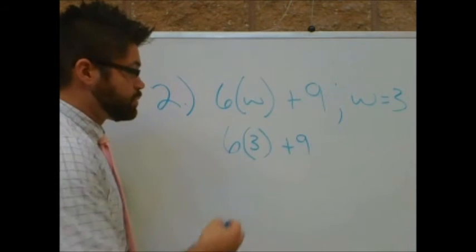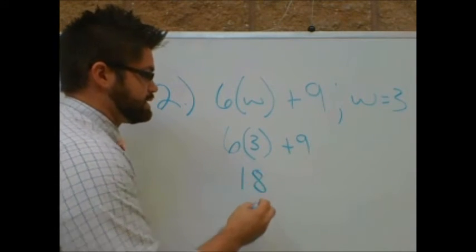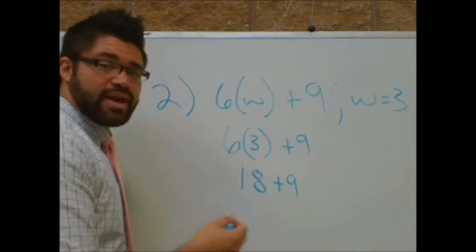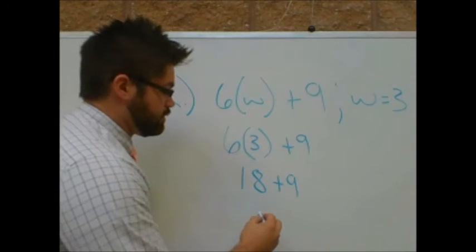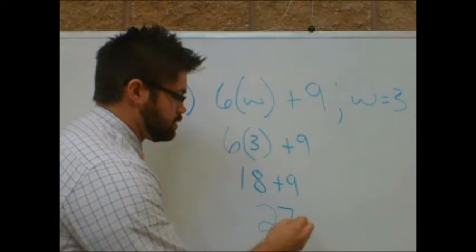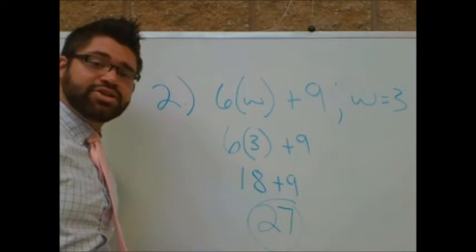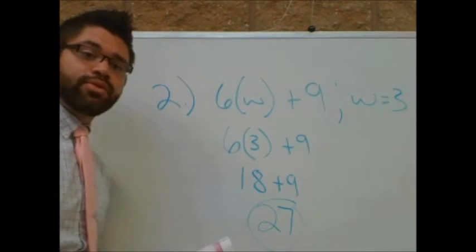So now all we have to do, remember the order of operations, we need to do the multiplication first. What is 6 times 3? Well, 6 times 3 is 18. If we rewrite the problem now, we have 18 plus 9. That's going to give us 27. So that's the answer to number 2. Make sure you write down each step in your guided practice, and we'll look at number 3.